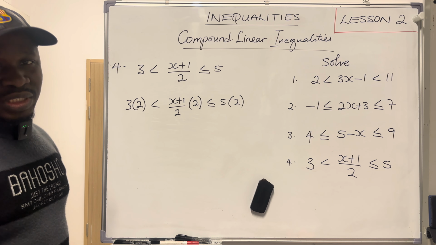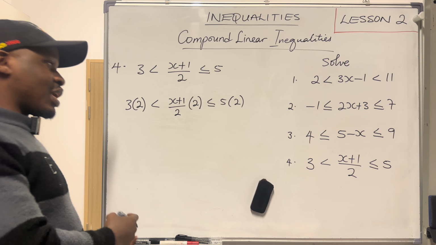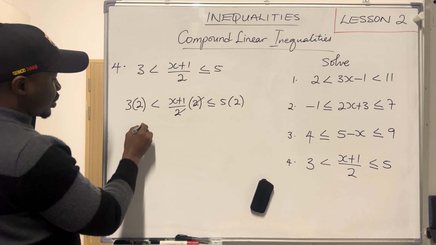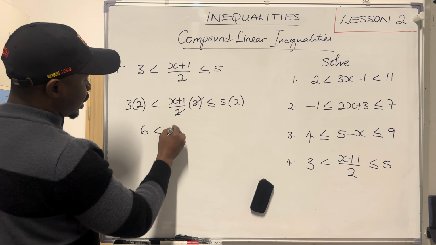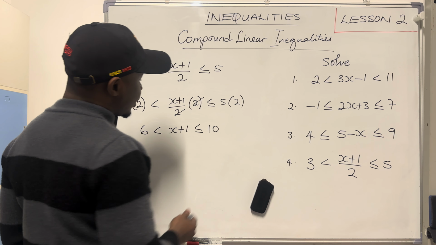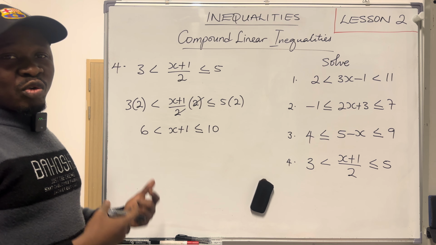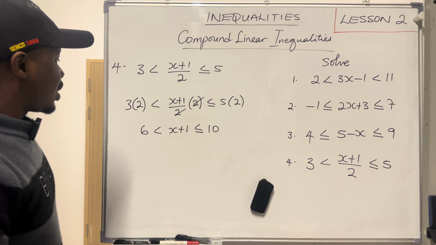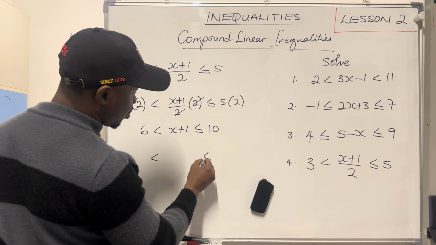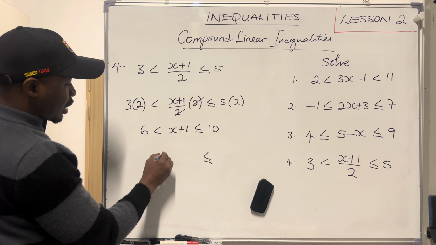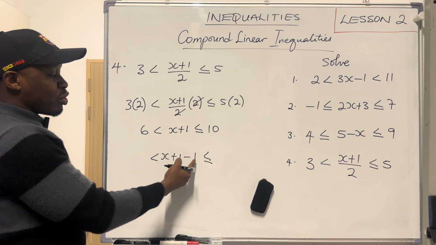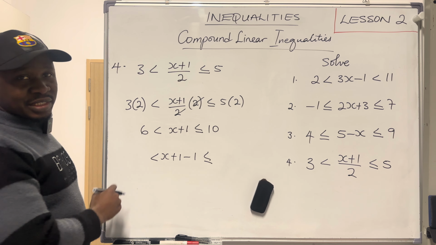Whatsoever you do on one side must be done on the other sides. So this takes away this. So 3 times 2 is 6. This is x plus 1 less than or equal to 5 times 2 is 10. So it has now become a normal inequality. So we don't want this one, we say x plus 1 minus 1. So 1 minus 1 will go away, leaving our x.